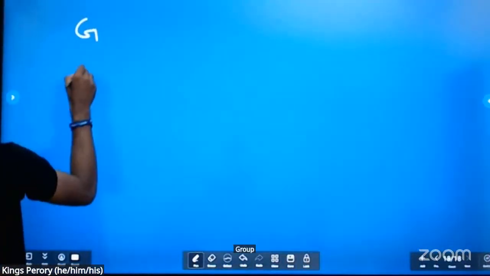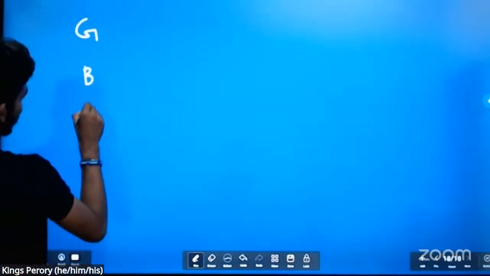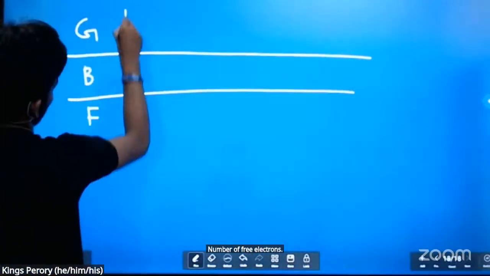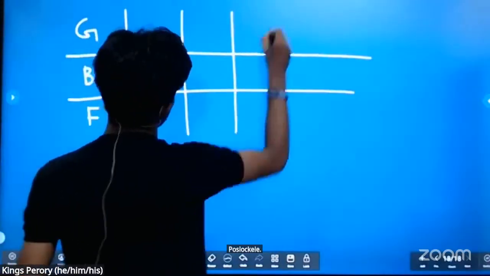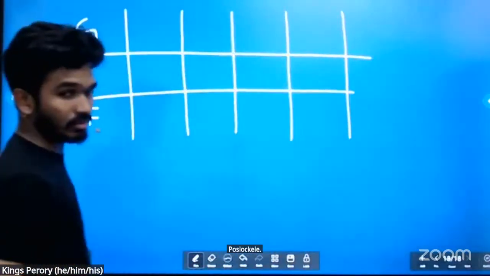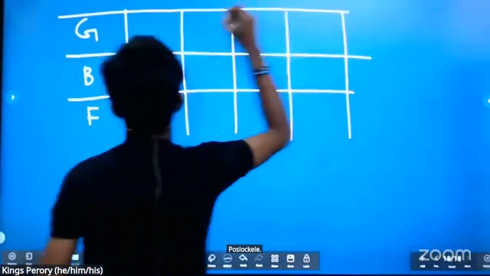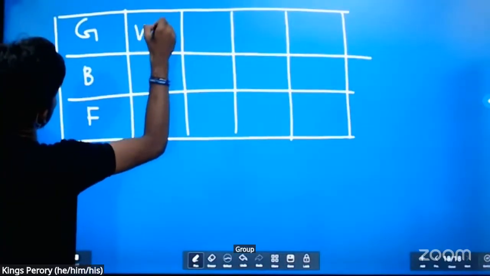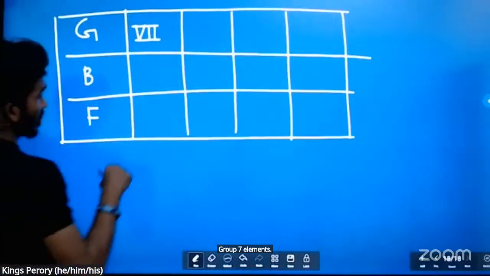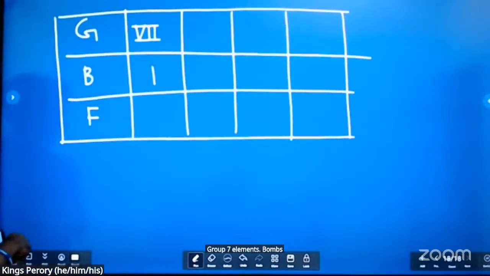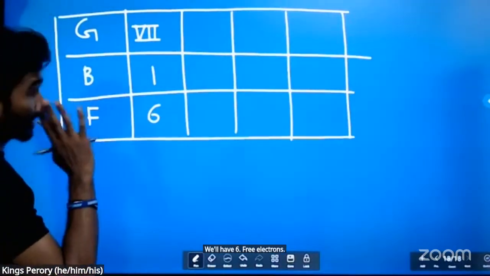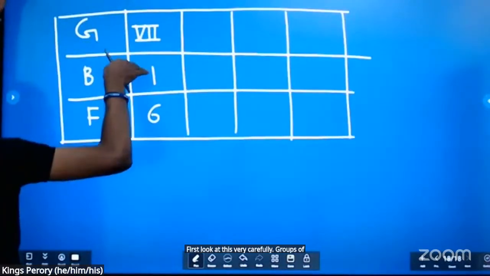Remember this: group number, number of bonds, number of free electrons. First look at this very carefully. Group 7 elements form one bond and have 6 free electrons.